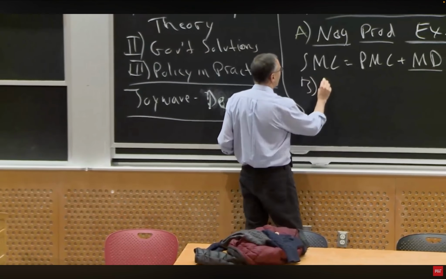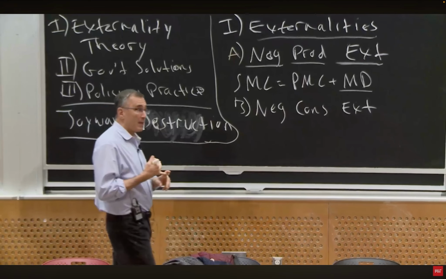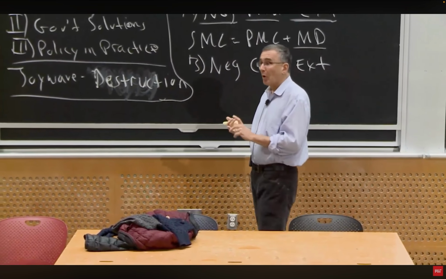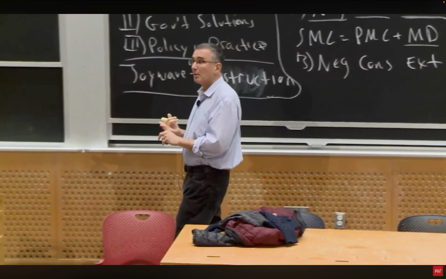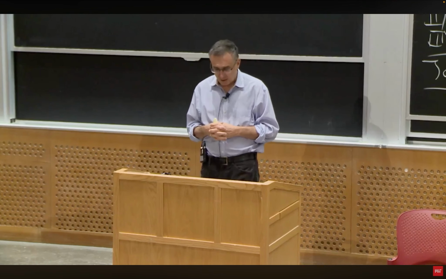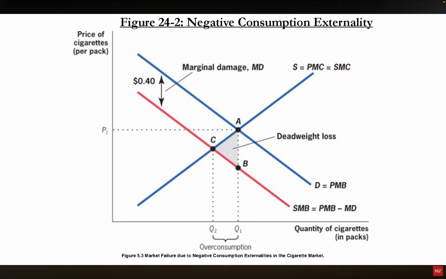Let's talk about a negative consumption externality. Let's talk about a negative consumption externality, the classic example of which is smoking. When I smoke, I exert a negative effect on society, partly because I raise the cost of medical care for dealing with me when I'm old, partly because I create secondhand smoke. But for lots of reasons, my smoking creates extra cost for society. So my smoking decision is represented in figure 24.2.